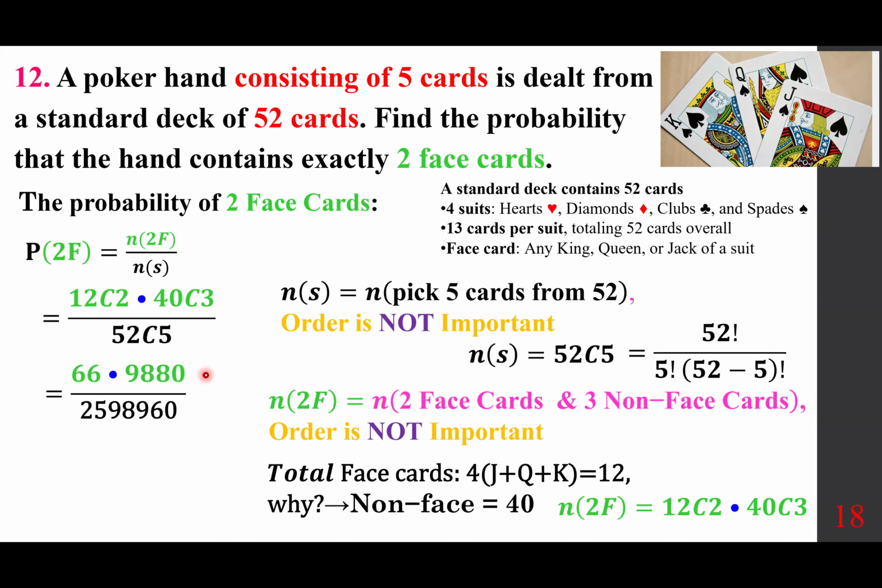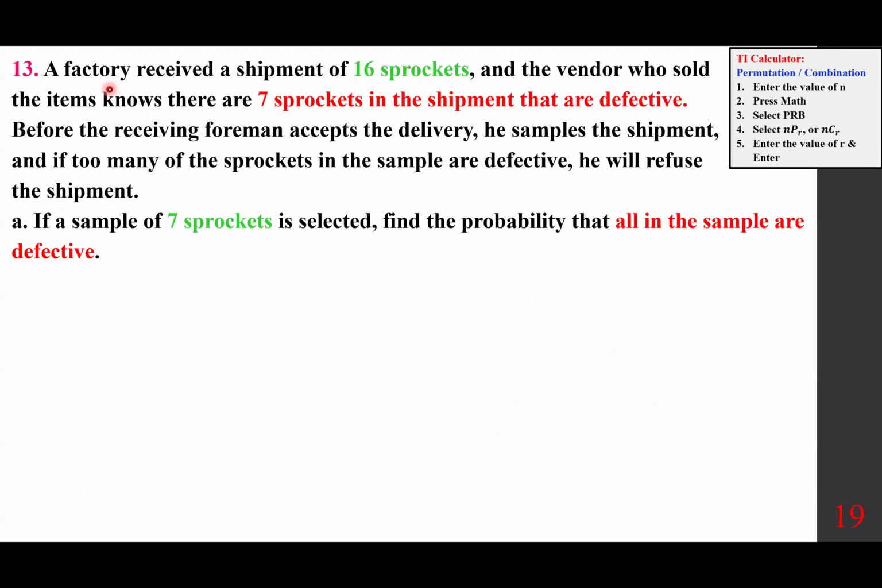This is 66 times 9880. You simplify the final answer to 209 over 833. You always keep it as an exact answer. So even if you can't do the simplification, you put it in the calculator, it gives you 10 decimals. You keep all decimals, unless they ask you to round it, and you do it accordingly.